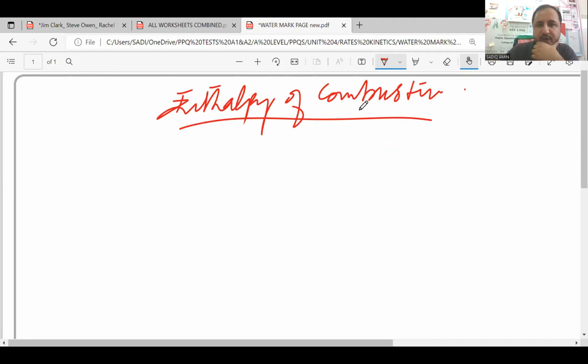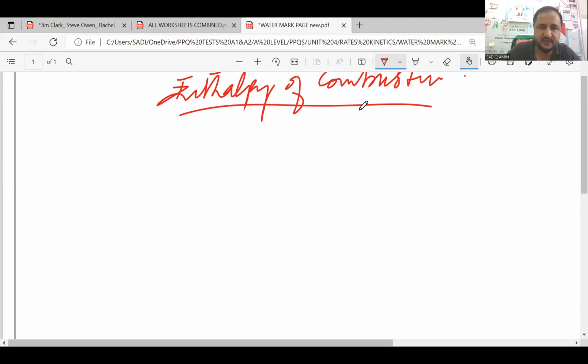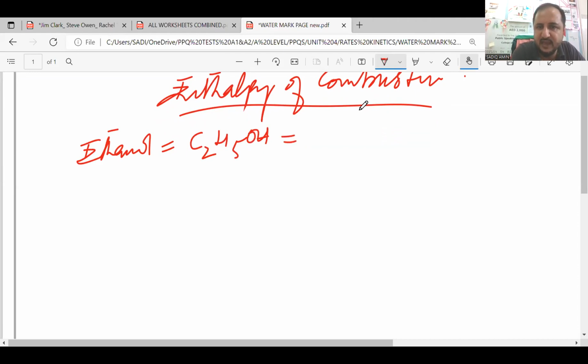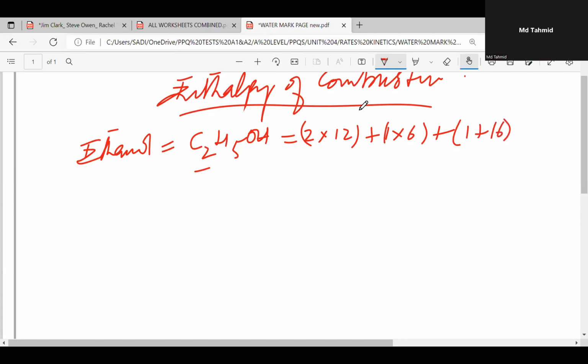Okay, now I'm going to work on the combustion enthalpy, but this is an experimental one. Let's suppose that we got ethanol with us, and the formula for ethanol is C2H5OH. We call it simply alcohol. What is the MR of this? You might be familiar with calculation of MR. We got 2 carbons in it, so 2 times 12, plus we got 6 hydrogens in it, so 1 times 6, and we got 1 oxygen in it, so 1 times 16. Why 2 times 12? Because 12 is the relative atomic mass of carbon, and carbon is 2 times.